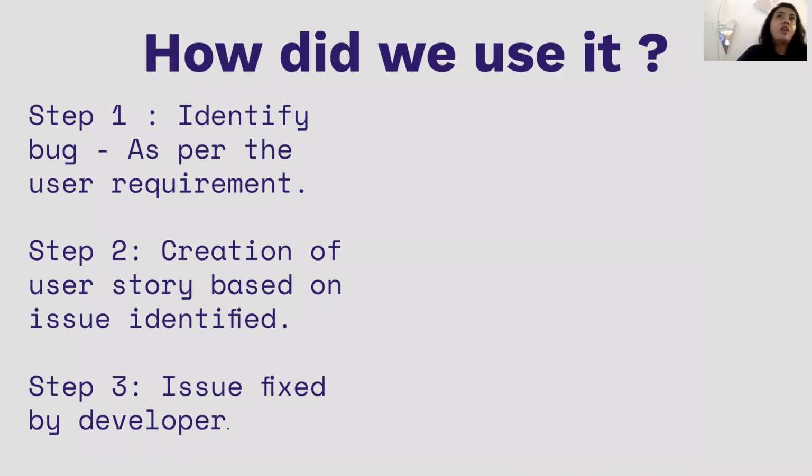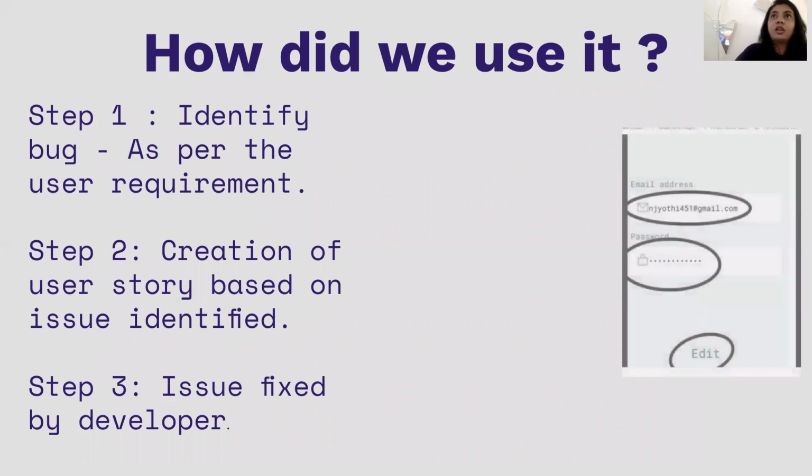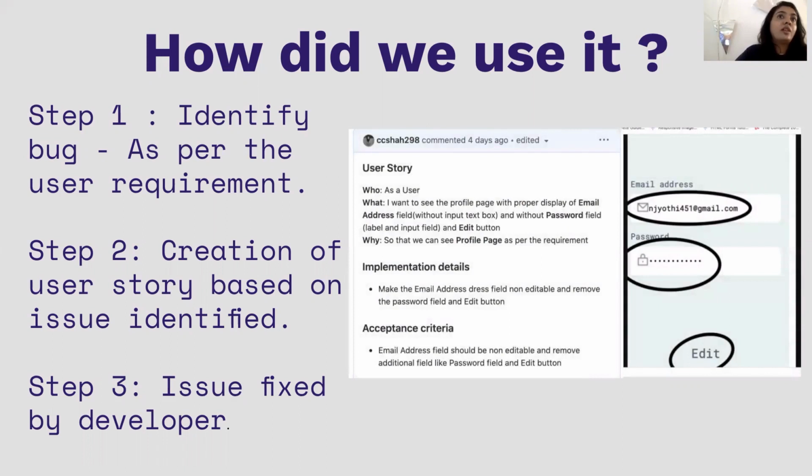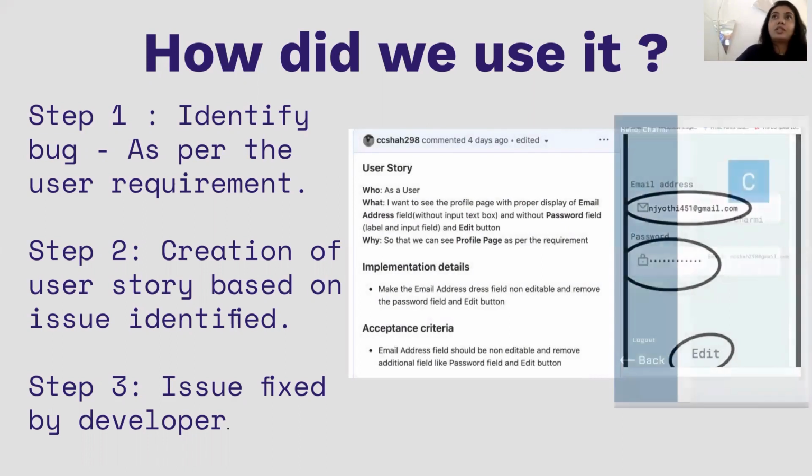So how did we use it in our project? Step 1, identify a bug as per the user requirement. We can see it on the screen. Step 2, create a user story based on the issue defined. And step 3, issue fixed by a developer. You can see it on the screen.